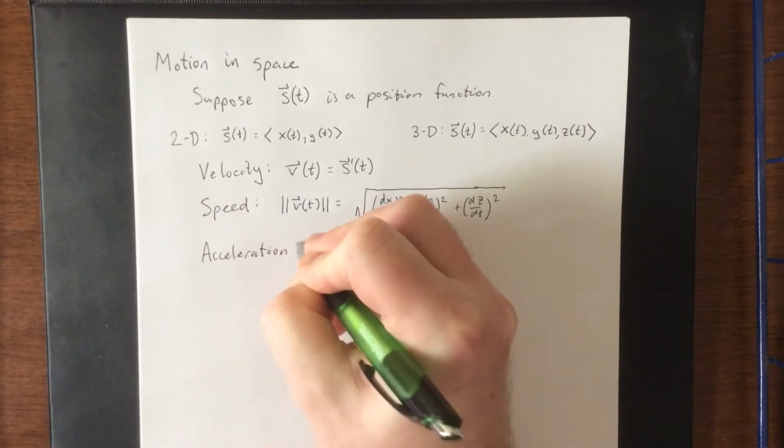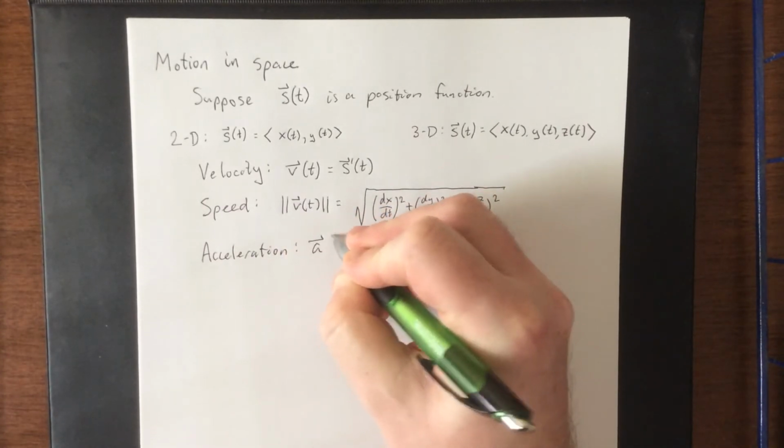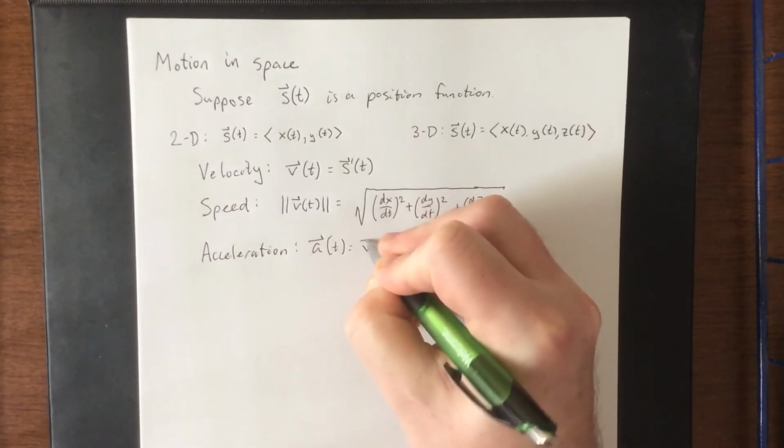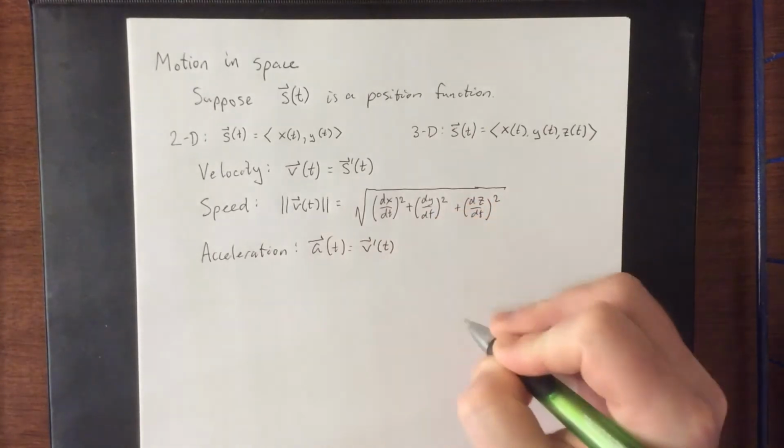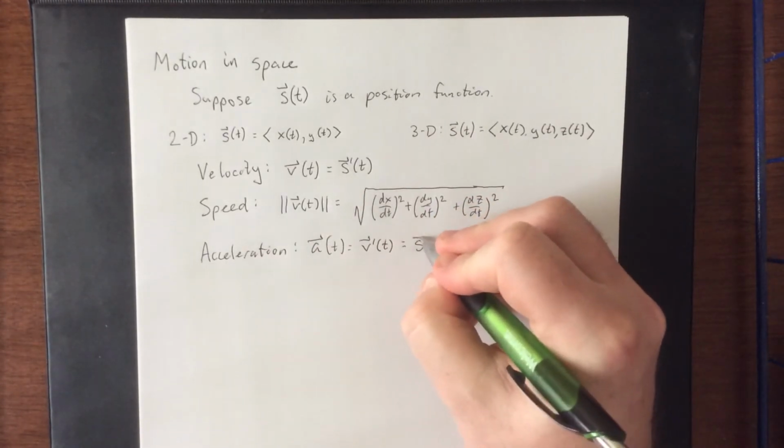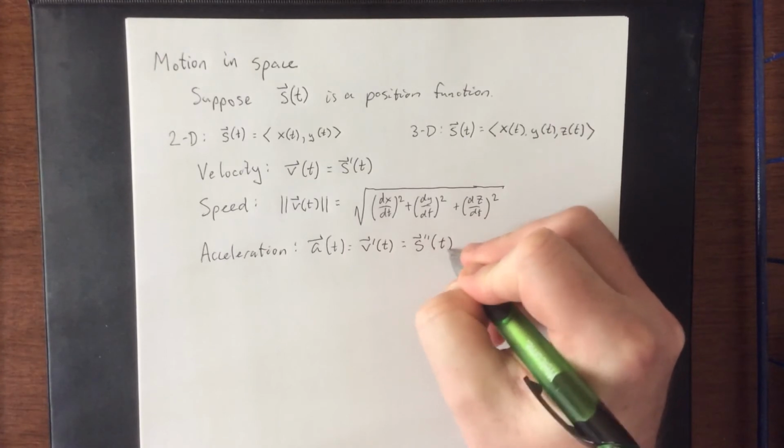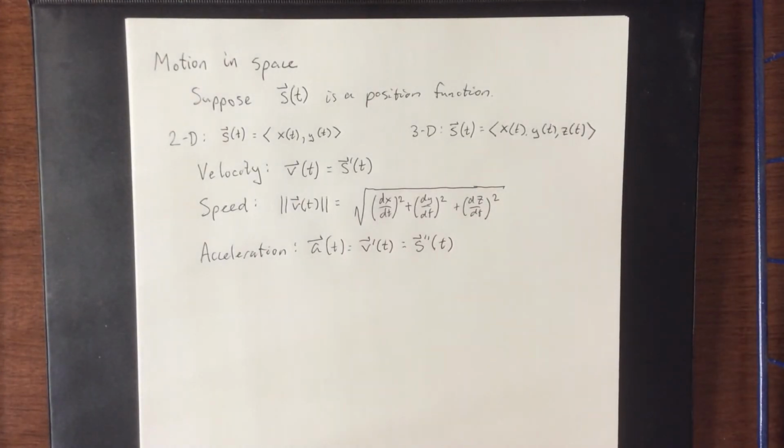If we're interested in finding an acceleration, a of t, this would be the derivative of the velocity function, not the speed function. Or we could also refer to it as the second derivative of the position function. So regardless of which one of those we go for, that'll be the acceleration function.